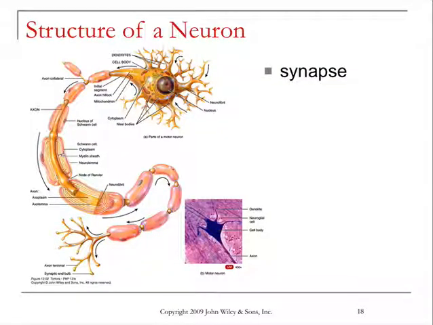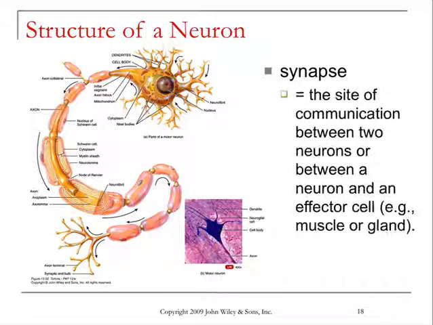A very important term in reference to neuron physiology is the word synapse. A synapse is simply the site of communication between two neurons, in other words, where one neuron sends a message to another neuron, or it is the place where one neuron sends a message to an effector cell, such as a muscle or a gland. You might remember from the chapter on muscles that the name for a synapse where a neuron communicates with a muscle is called a neuromuscular junction.